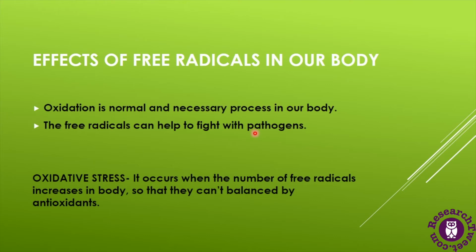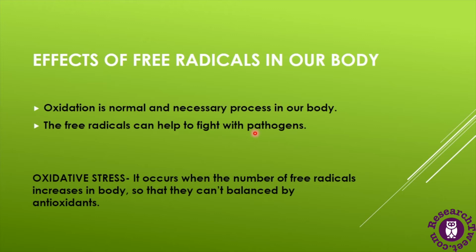So now let's understand the effects of free radicals in our body. The free radicals or oxidative molecules are also found in our body, where they are also called reactive oxygen species, and this process is also called oxidation. This is a very normal and necessary process in our body, and it is very helpful in fighting pathogens, in the process of apoptosis, and also in cell signaling pathways.